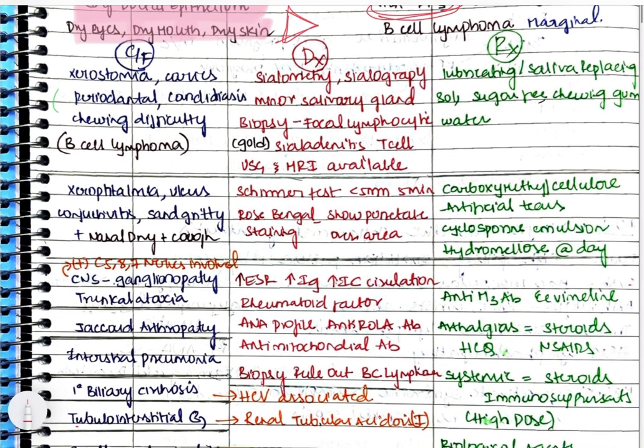Now coming to the clinical features: dry eyes, dry mouth, and dry skin. First is dry mouth. For this you can do sialometry, sialography and so on, and the important thing, the gold standard, is biopsy of the minor salivary gland, which will show focal lymphocytic adenitis. Focal lymphocytic adenitis, right? When you see this, it indicates the risk of development into B-cell lymphoma.